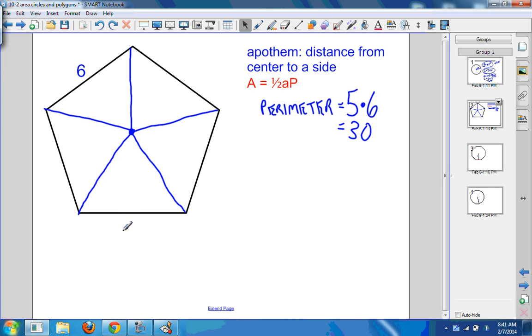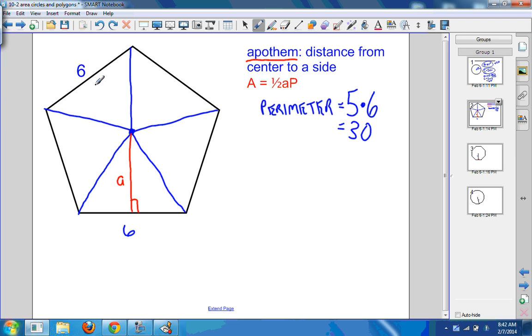So we know that this bottom side is equal to 6. But for the area of a triangle, you guys know that we need to know this distance here. We need to know the height. And in a polygon, this height here, we use the letter A for it. And it stands for the apothem. The apothem is the distance from the center to a side.